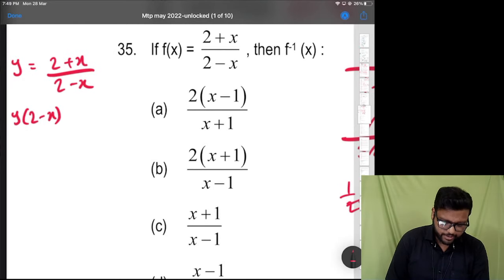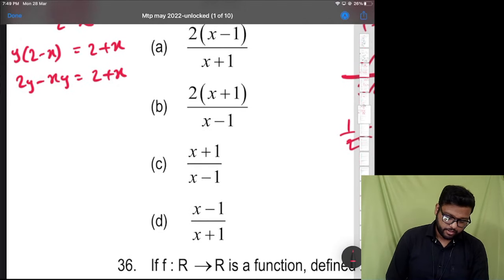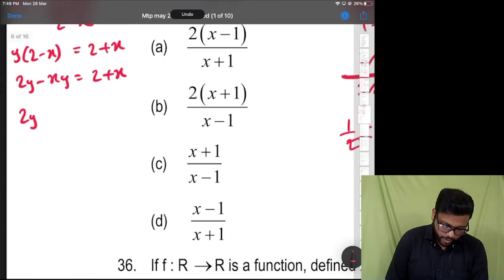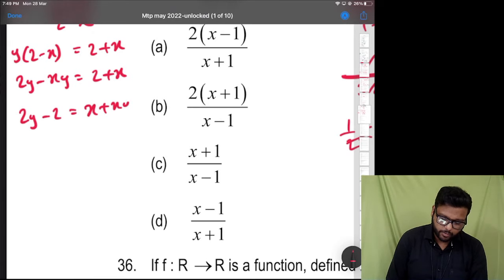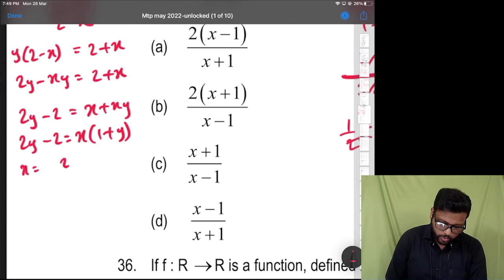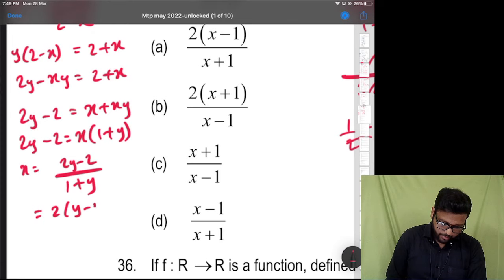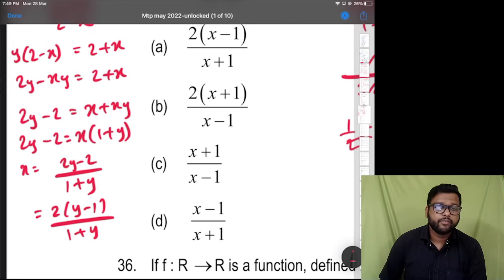y into 2 minus x, let's take 2 minus x on left side, is equal to 2 plus x. That means 2y minus xy is equal to 2 plus x. That means, let's do this, let's take this 2 on left hand side and this xy on right hand side. So it is going to be 2y minus 2 is equal to x plus xy, right? That means 2y minus 2 is equal to x into bracket 1 plus y. That means x is going to be 2y minus 2 upon 1 plus y. Or if we take 2 common, y minus 1 upon 1 plus y.